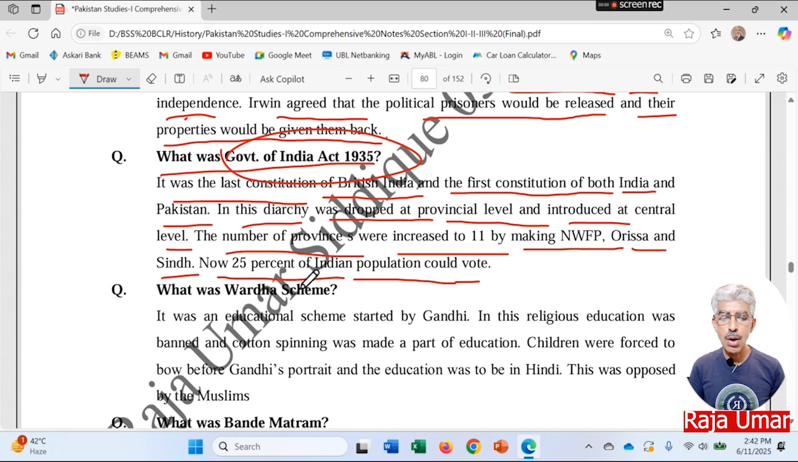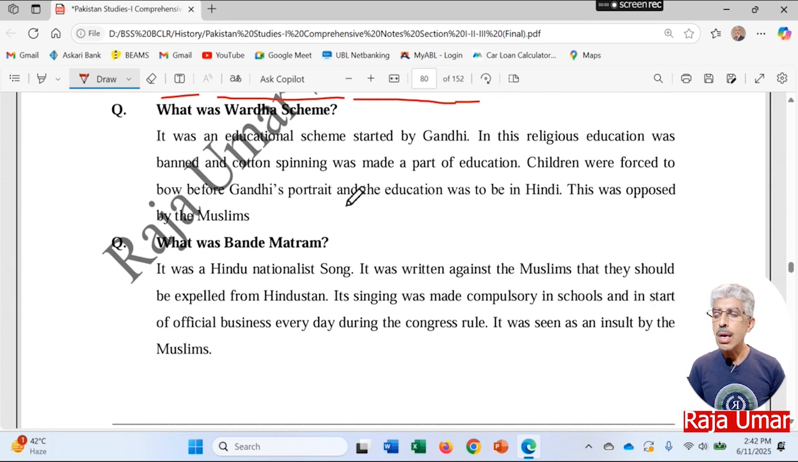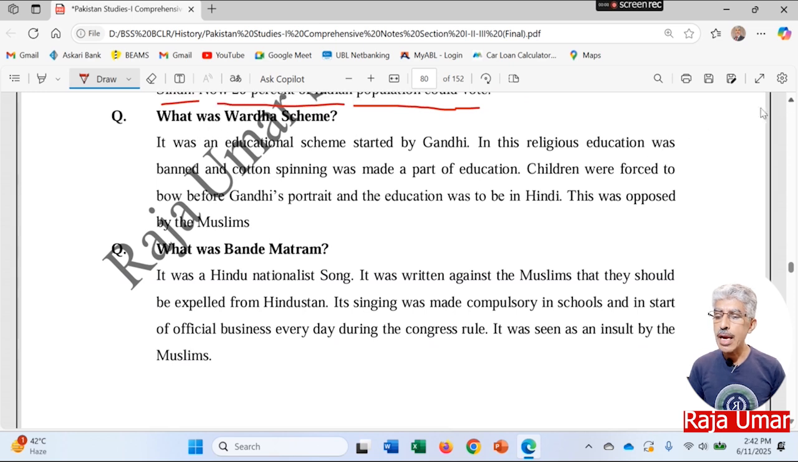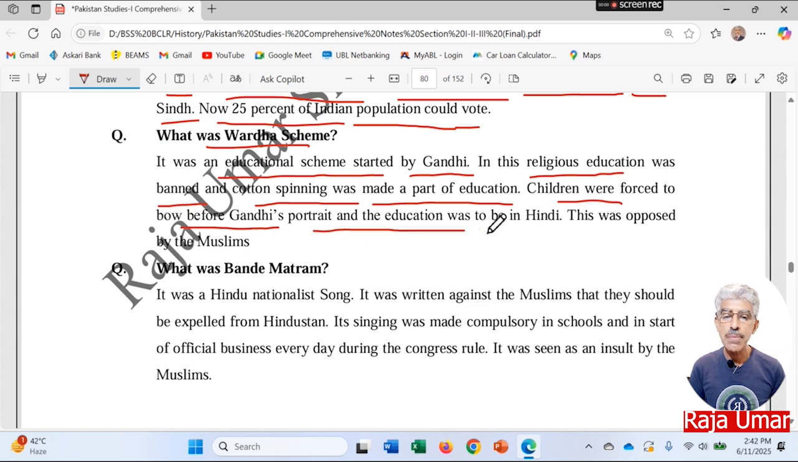So now here came the topics related to the Congress rule. What was the Wardha scheme? It was an educational scheme started by Gandhi. In this, religious education was banned and cotton spinning was made a part of the education. The spinning wheel was there to teach the students to spin the cotton and make cotton yarn. Children were forced to bow before Gandhi's portrait and the education was to be in the Hindi language. This was opposed by the majority of the Muslims.